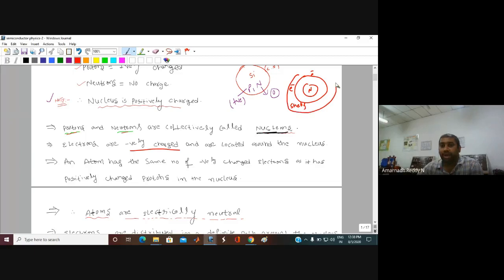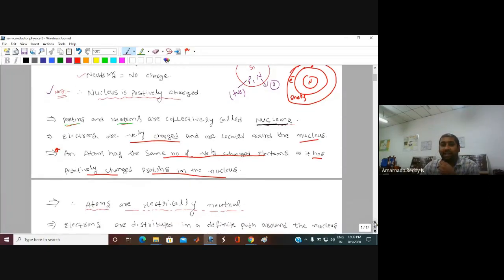So it is going to revolve around the nucleus, like our solar system. Around the nucleus, an atom has, and this point is very, very important, the same number of negatively charged electrons and positively charged protons in the nucleus, which means atoms are electrically neutral. We used to ask why atoms are electrically neutral.